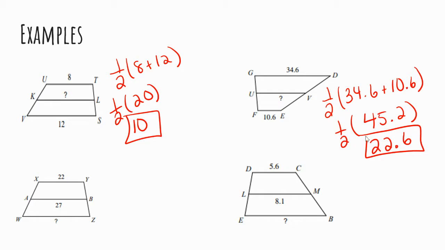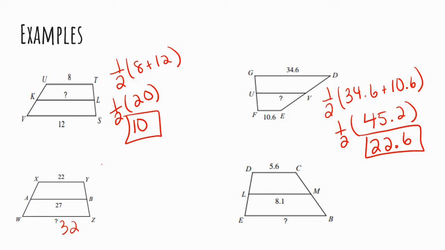Alrighty, you're going to have a couple questions tomorrow as well, like this, where you're given the one base and you're given the midsegment, you need to try to find the other base. So you can use your formula, or like I said, you can always just think about, well, 27 is smack dab in the middle of 22 and some other number. So to go from 22 to 27, I added 5. So if I take 27 and add 5, I'm going to get 32. So my other base is going to be 32.